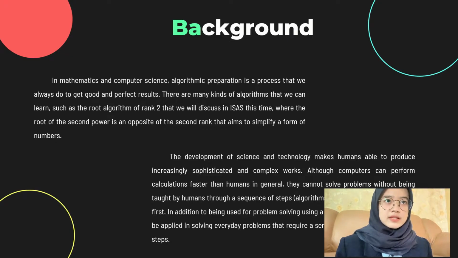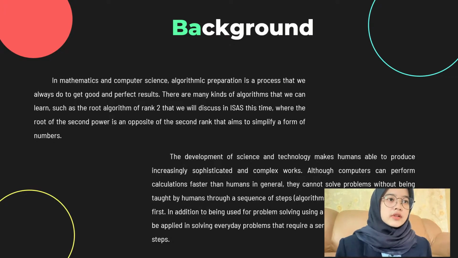Background. In mathematics and computer science, algorithmic preparation is a process that we always do to get good and perfect results. There are many kinds of algorithms that we can learn, such as the root algorithm of rank 2 that we will discuss this time, where the root of the second power is the opposite of the second rank that aims to simplify a form of numbers.